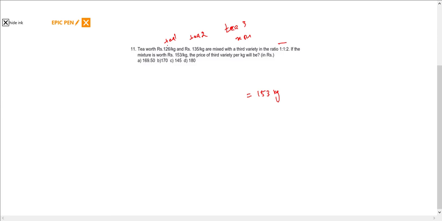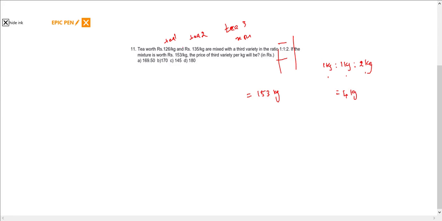So I'm adding 1 part of T1, 1 part of T2 and 2 parts of T3. I'm going to take this 1:1:2 as 1 kg, 1 kg, 2 kg. How many kgs do I have in total? 2 plus 1 plus 1, which is equal to 4 kg.